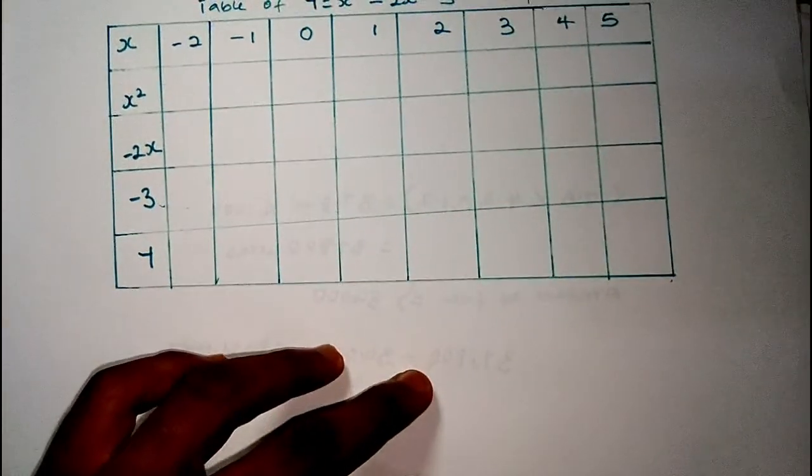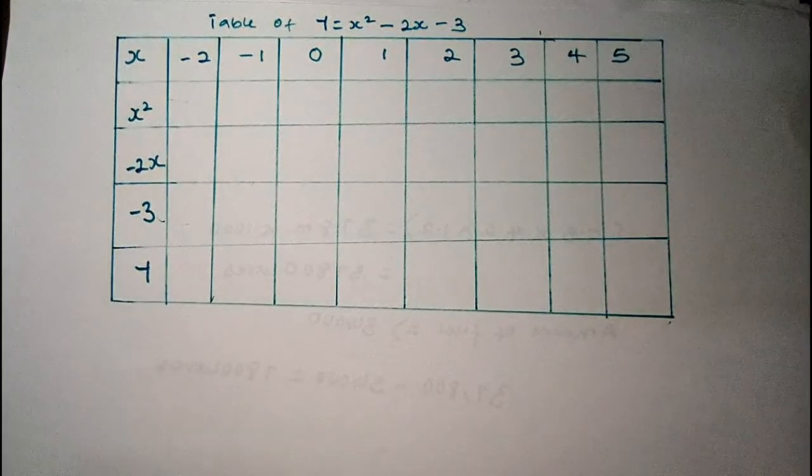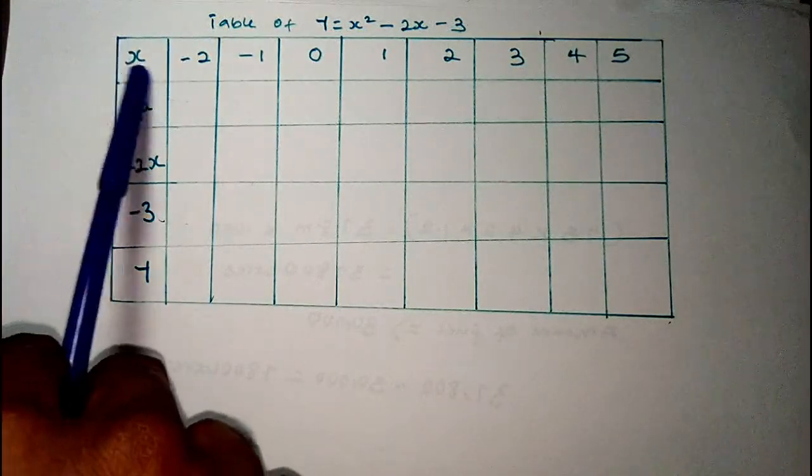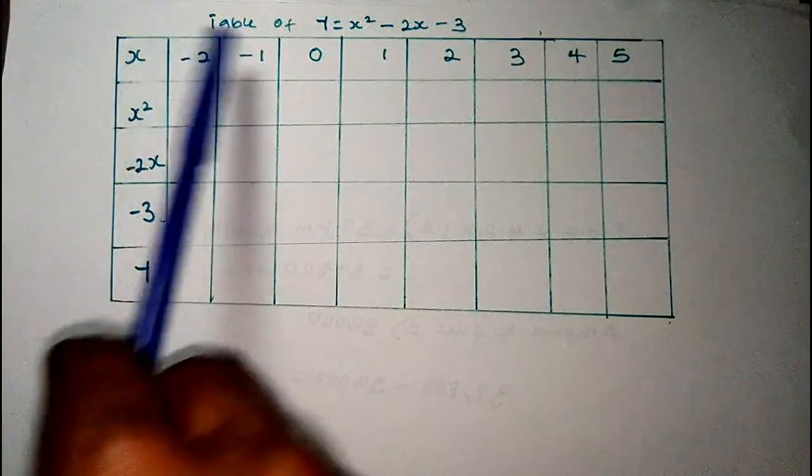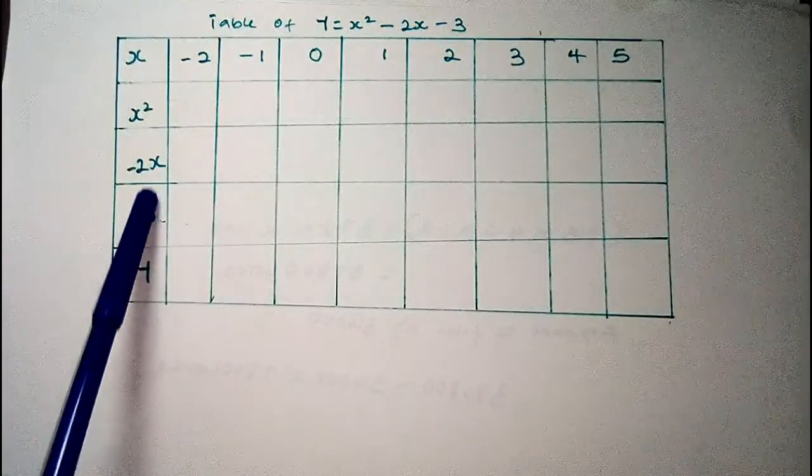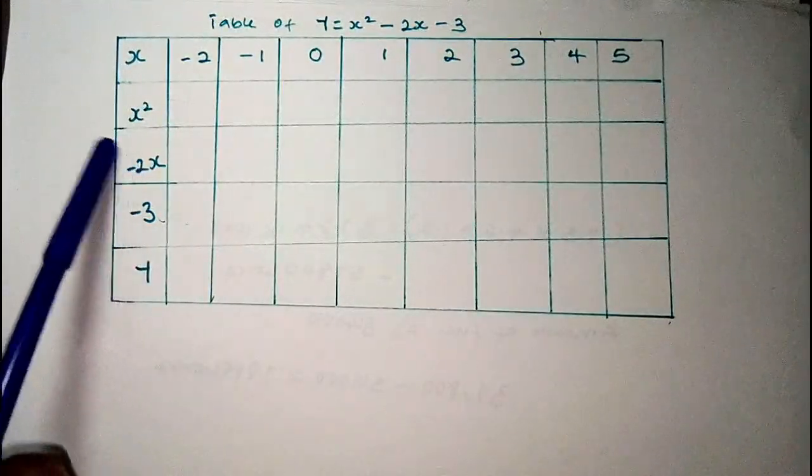I'm going to have a table like this. Making a table like this only makes it easier because you get to see what you're doing, where you're putting your values and how you want to go about getting the value for y. So what we're basically going to do is this. We have the value for x. Now we have the equation. We'll put it down like this.